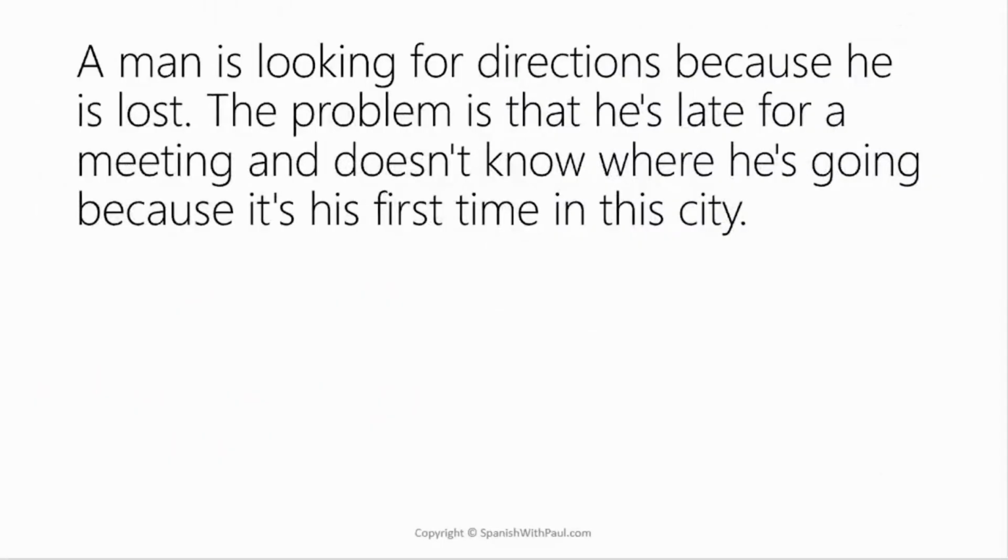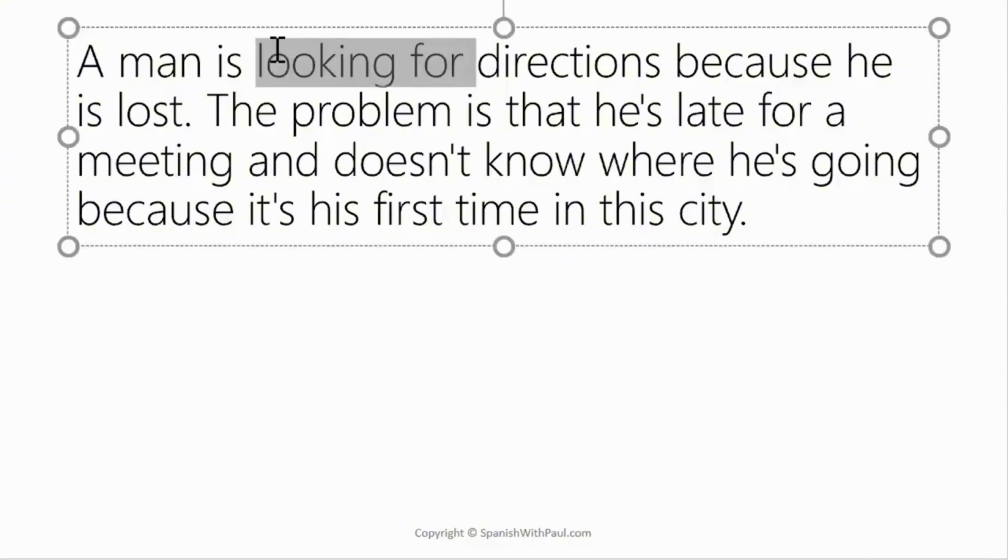Let's try one more. A man is looking for directions because he is lost. The problem is that he's late for a meeting and he doesn't know where he's going because it's his first time in this city. Well, we already have vocabulary for a man, and looking for here again is buscar coming up, so we don't need that either. We're going to need directions and this word here to be lost. The noun for problem. This one here, he's late, and the one for a meeting. The rest of it is actually okay. Maybe just this one, his first time.